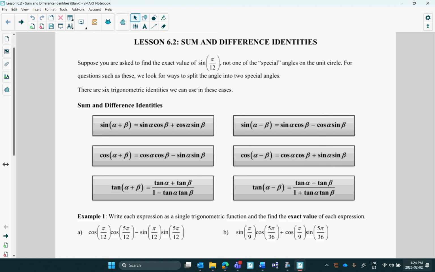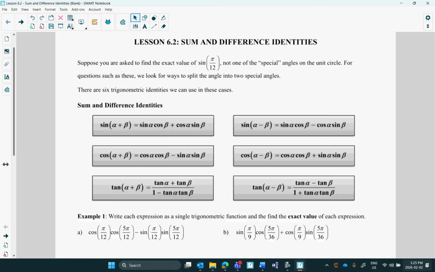Like, if I take the sine of a difference between two angles, that's the same as taking the sine of the first times the cos of the second minus the cos of the first times the sine of the second. So really, it's just a matter of recognizing that it's a sum or difference question and using the appropriate formula. That's really what it comes down to.